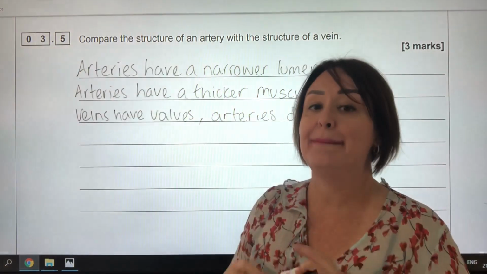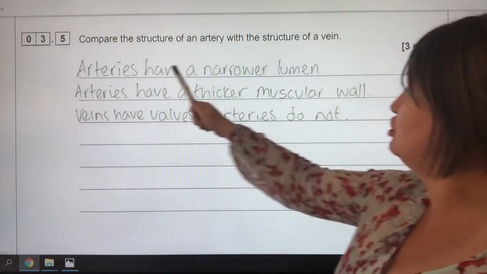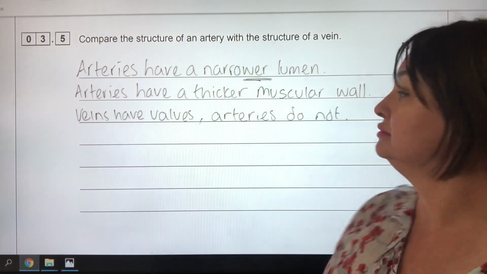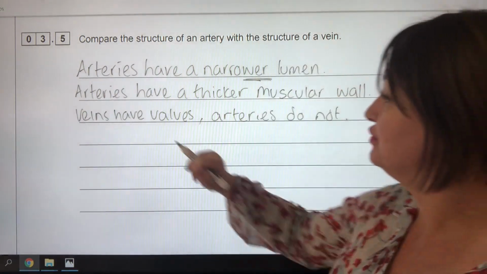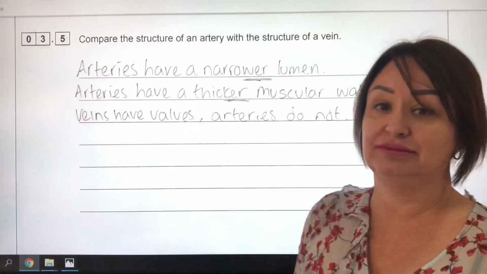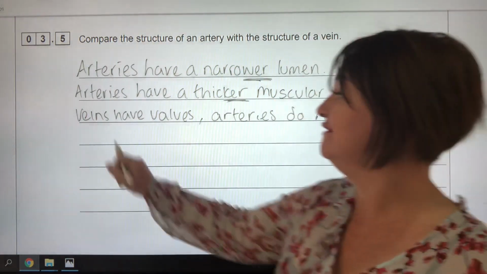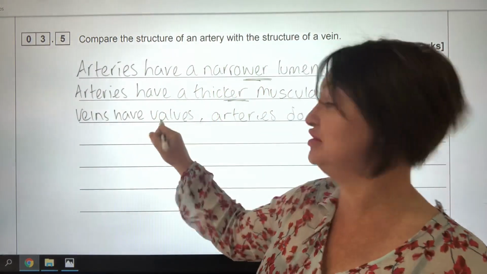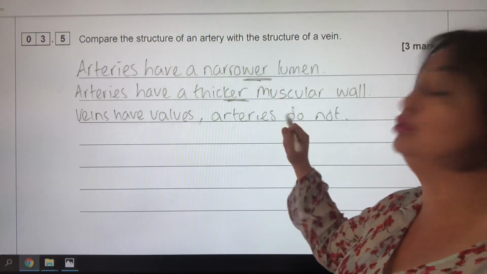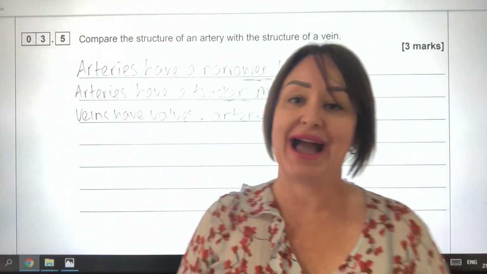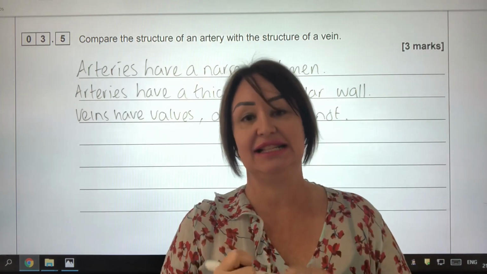So an answer might look like this. Arteries have a narrower lumen, comparative language. Arteries have a thicker muscular wall, comparative language. Veins have valves, that's not comparative, so that we then have to write arteries do not have valves. And there we've got, in the bag, 3 very easy marks.